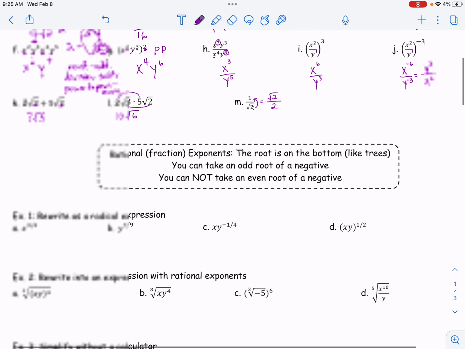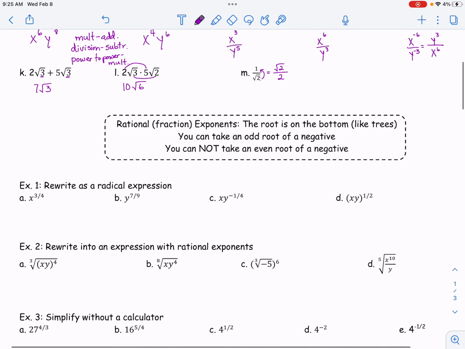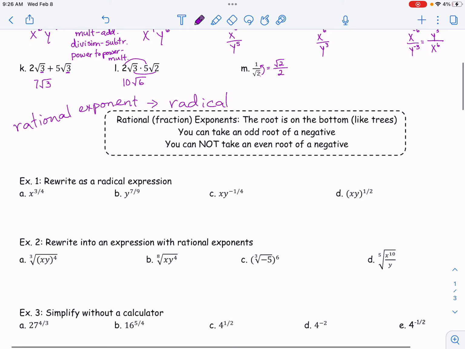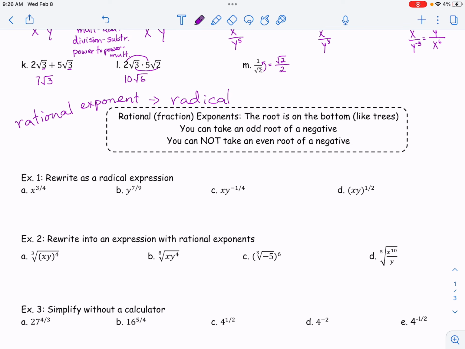All right, so now this is new material. We are changing it from rational exponent form, which means the exponent is a fraction, and we're going to change it to radical form. Rational exponent form and radical form are inverses of each other. You have to be able to change it back and forth really easily. If it's in one form and you can't solve it, put it in the other form.